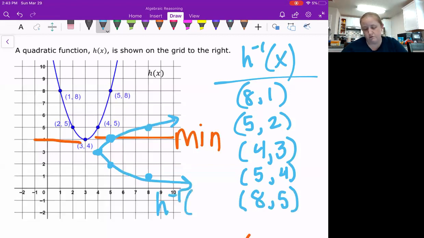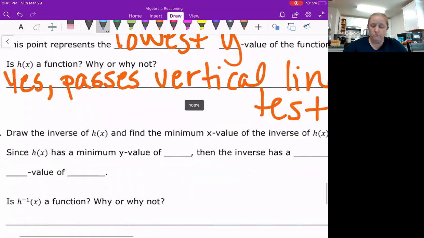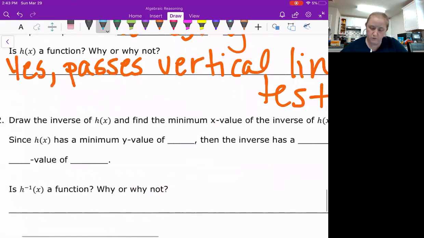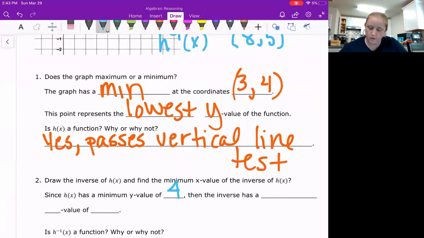h inverse of x. So this time, draw the inverse and find the minimum x. So since h of x has a minimum y value of 4, then the inverse has a minimum x value of 3.